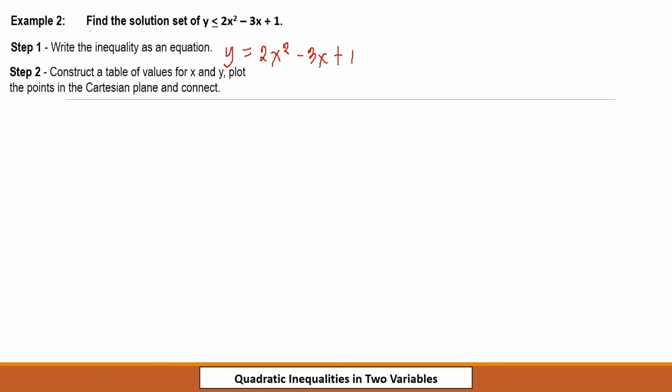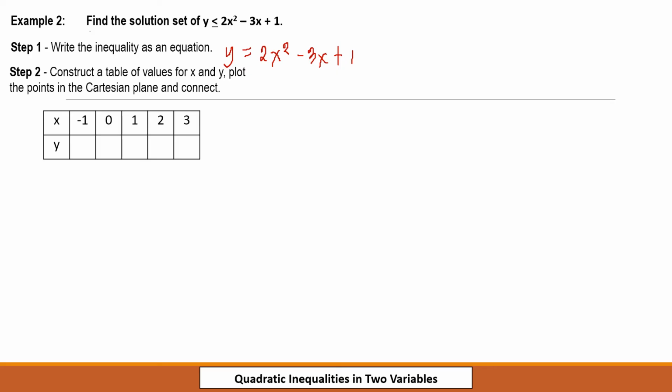Step 2, construct a table of values for x and y and plot the points in the Cartesian plane and connect. So for a table of values, we will assign values for x and then we will solve for the values of y using the given equation. Using y is equal to 2x squared minus 3x plus 1.